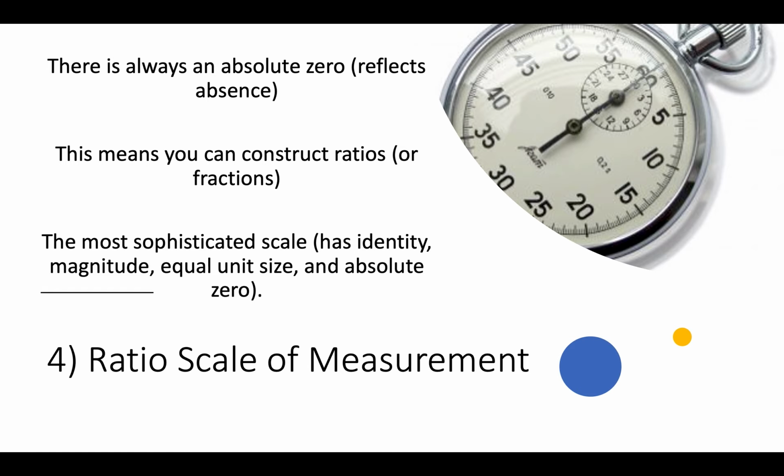Well, it has all 4. That's why it's the most sophisticated scale. And time is an example here, and age can also be used as an example. 0 means 0, right? And hopefully that'll make a little bit more sense as we continue to move on and discuss how these scales of measurement are applied in statistics.